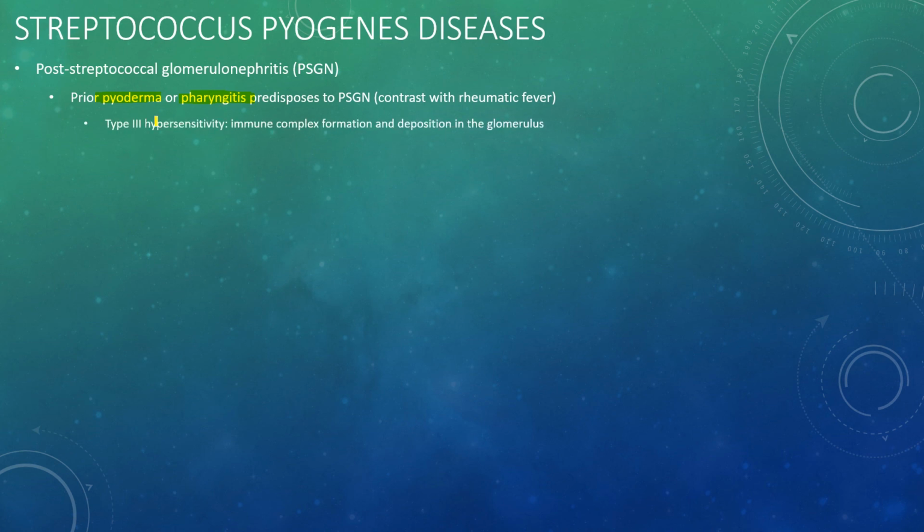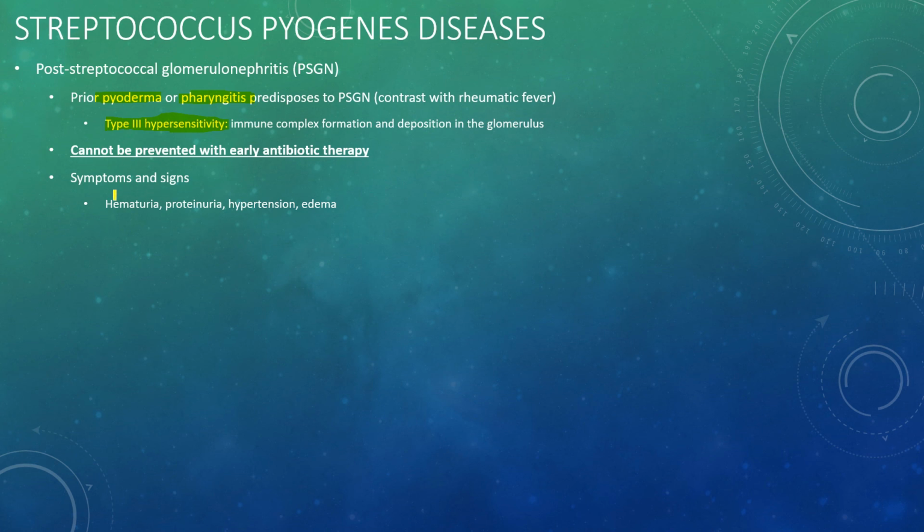It's a type 3 hypersensitivity, immune complex formation and deposition in the glomerulus. So you have immune complexes forming and depositing everywhere. That's what causes PSGN. Remember, PSGN cannot be prevented by treating pharyngitis or pyoderma in time. Just like we said, no prevention with early antibiotic therapy.